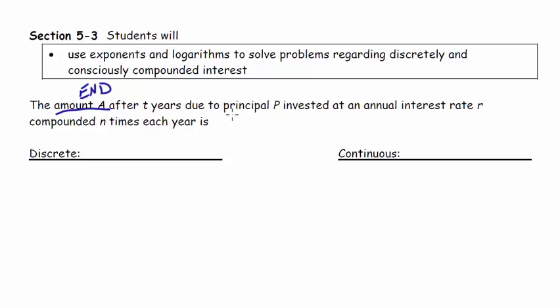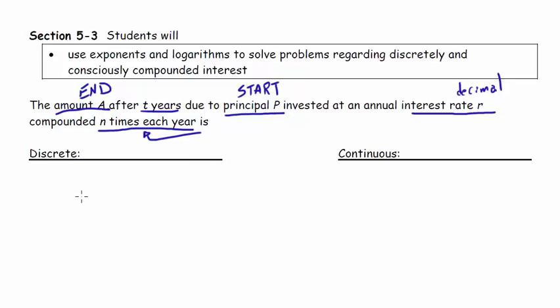T is how many years. P is the principal. This is what we start with. R is our interest rate, and this should be as a decimal for this formula. You might see other versions that take the percent and divide it by 100, but we're going to go ahead and change that to a decimal. And then N is the number of times we are paid each year. So N, for example, if it was quarterly, I'm paid 4 times.